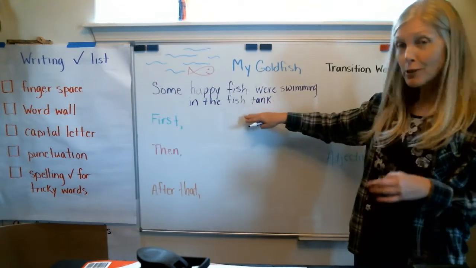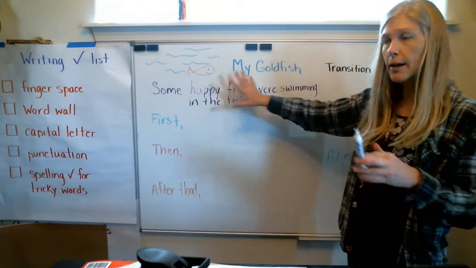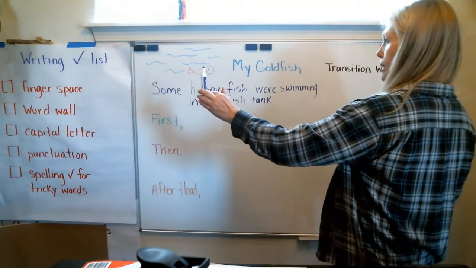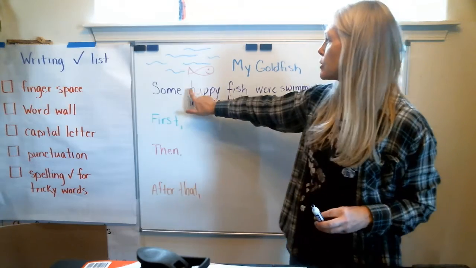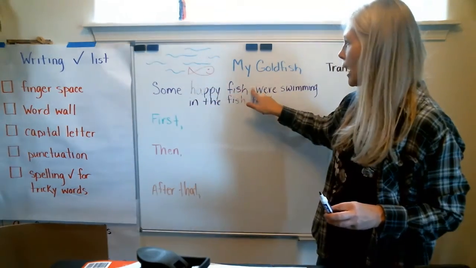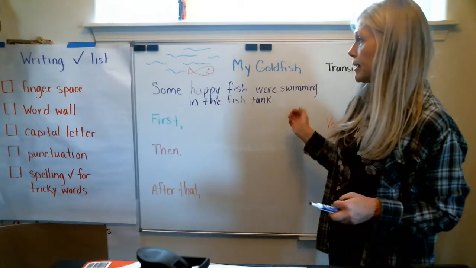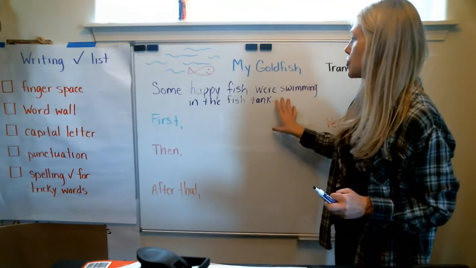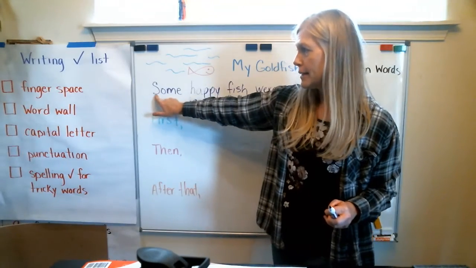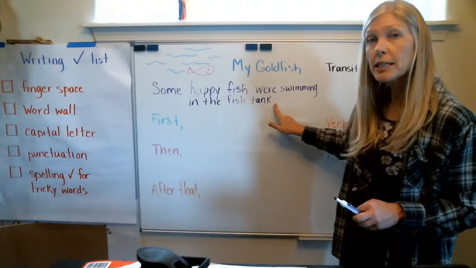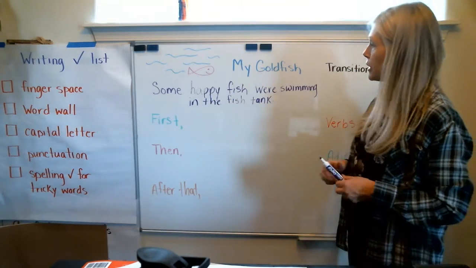I did my first sentence, and now I'm going to do some checks. So I only do one sentence at a time, and I stop, and now I need to look at some things. Come over to my writing checklist. Do I have my finger spacing between my words? Absolutely. Did I use a word wall? Yes, I did. I used everything around me to learn how to spell these words. Did I start with a capital letter? Check. Punctuation at the end of my sentence? Check.